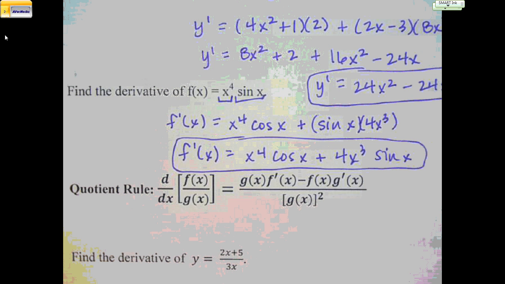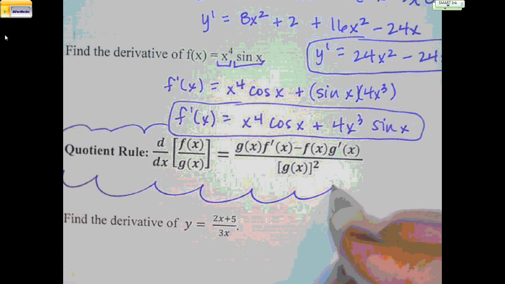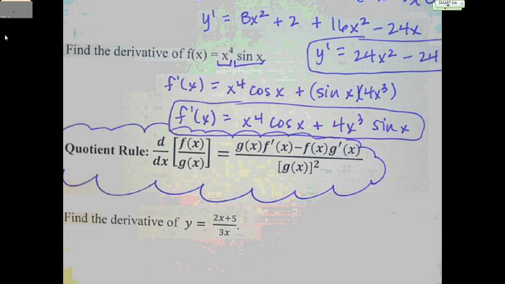Questions on the first two? Okay? All right, quotient rule. You got to have this guy memorized too, and he looks pretty nasty. It's really not that bad.